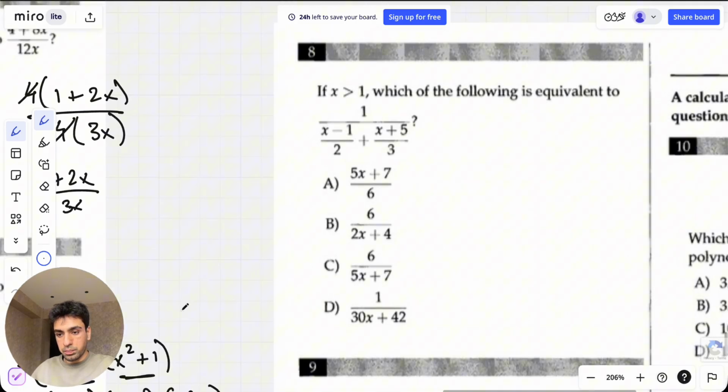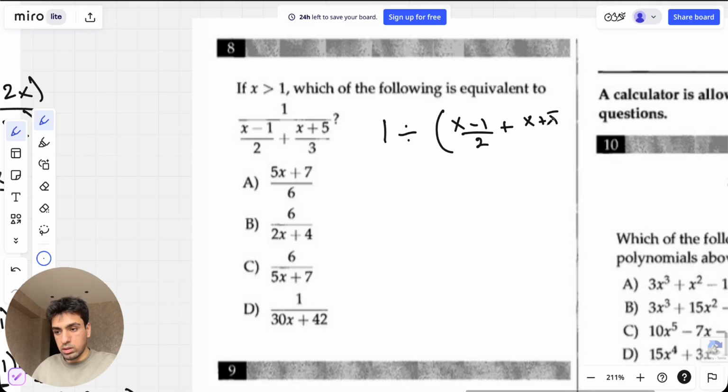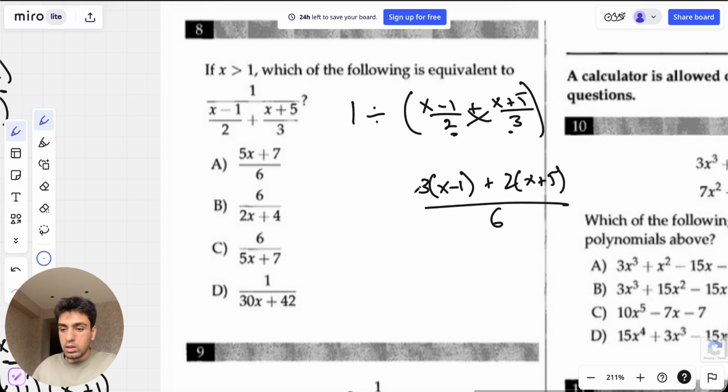Question 8. Which of the following is equivalent to this? Again, we'll solve the denominator first. You can write this as 1 divided by the denominator, x minus 1 over x, and then 2, x plus 5 divided by 3. Let's solve this first. So we get 3 times x minus 1, and then 2 times x plus 5, and then we divide this by the product of 2 and 3, divided by 6. So this is still divided by 1.